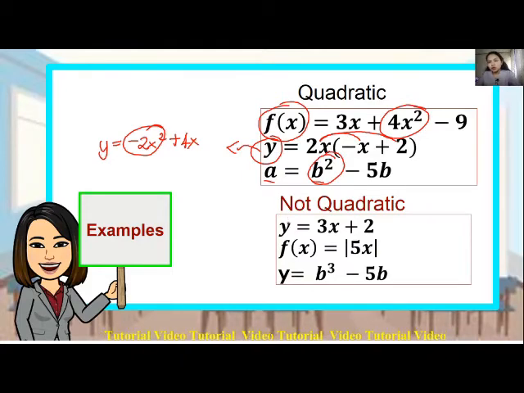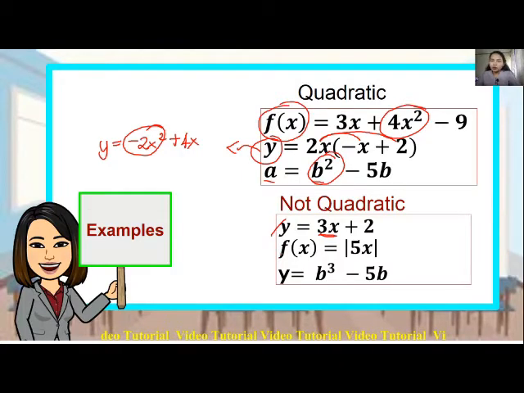So for those equations that are not quadratic, that is the first one, when it is linear, since we have 3x, and we have 1 as the highest degree of this equation. So it is a linear equation or linear function, not a quadratic one.